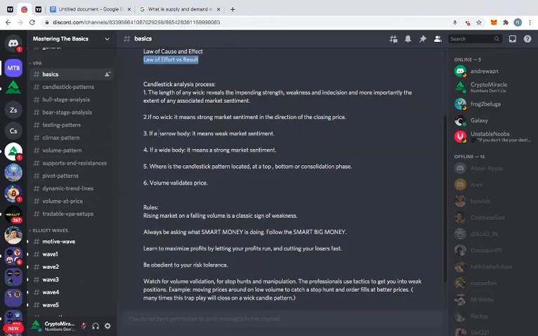Next, number 3: if a body is narrow, it means weak market sentiment. So there's nothing really much you can say.